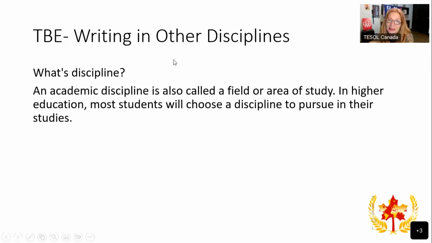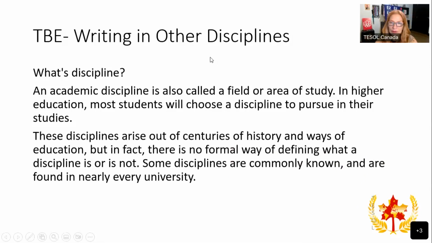When we talk about discipline, it's an academic discipline, right? You can also call it a field or area of study. In higher education, most students choose a discipline to pursue in their studies. For example, if you're in science, you can choose biology. There are so many areas. Biology is the big field, and then you break it down. Of course, some disciplines are more commonly known than others.